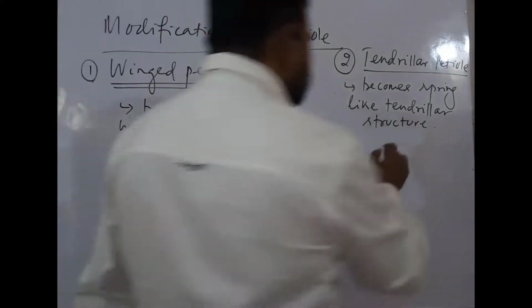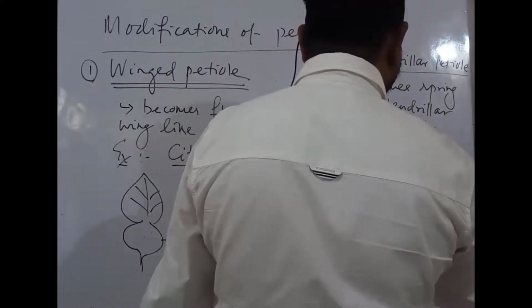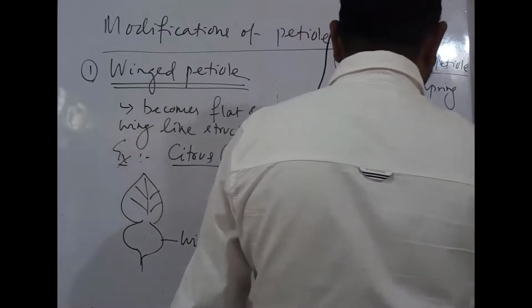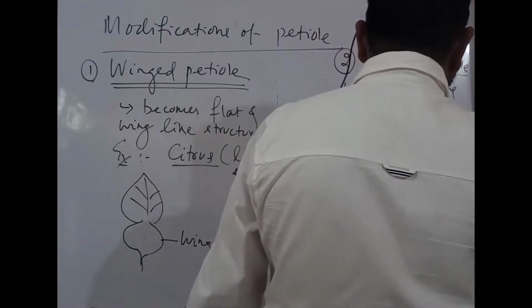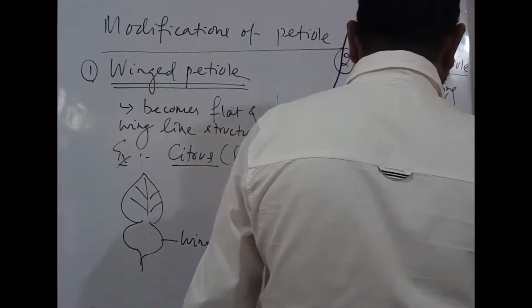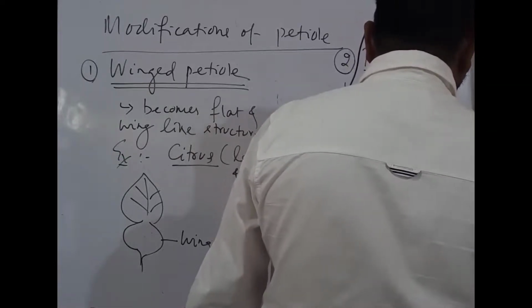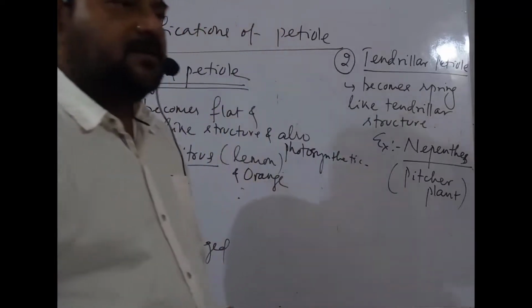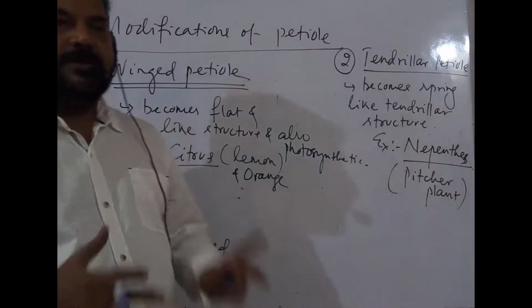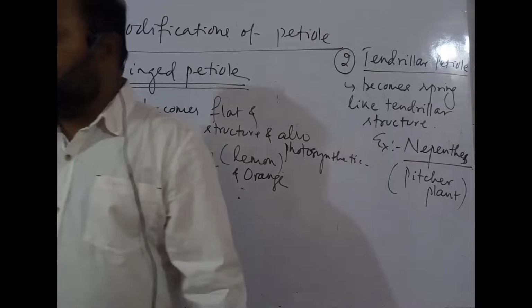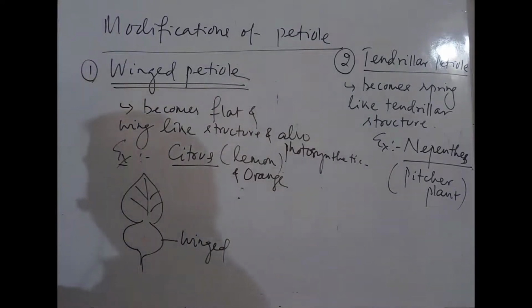And the example here is Nepenthes. Nepenthes is the pitcher plant. All of you know about the pitcher plant. It is an insectivorous plant. It traps insects. Its leaves are modified into a pitcher. Just look at the diagram here.